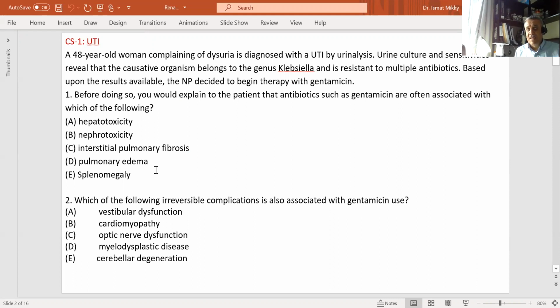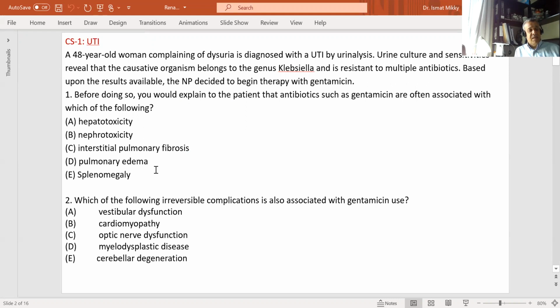So when we say aminoglycosides, like gentamicin, amikacin, these meds are toxic to the ear and the kidneys. So they adversely affect the ear and kidney. So the answer for the first question is B, which is nephrotoxicity.